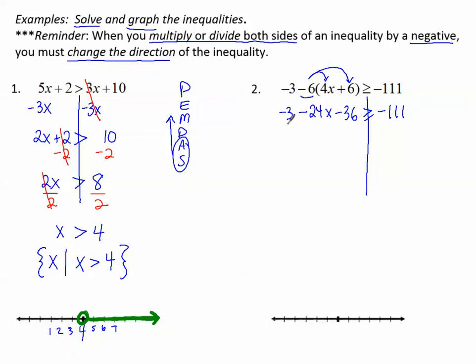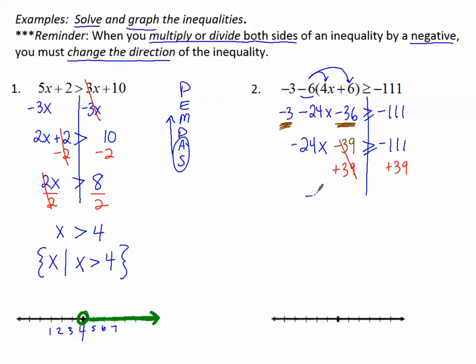Now we can combine like terms. I see I have negative 3 and negative 36. Negative 3 and negative 36 make negative 39 when I combine those like terms. In front of that, I can put negative 24x. I have my greater than or equal to symbol. Notice I haven't moved anything to the other side yet. But now I'm trying to get x by itself, and I want to move all the other numbers to the other side. So the inverse of subtracting, adding 39 to both sides.